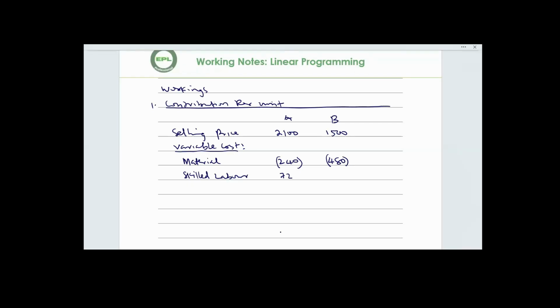Hello, sir. The material cost for A is 480, while that of B is 240, instead of the other way around. Oh, okay, error of mine. Yes, you're correct: 480, then 240. Skilled labor is 720 and 288.